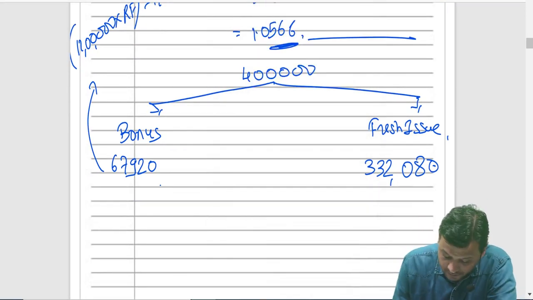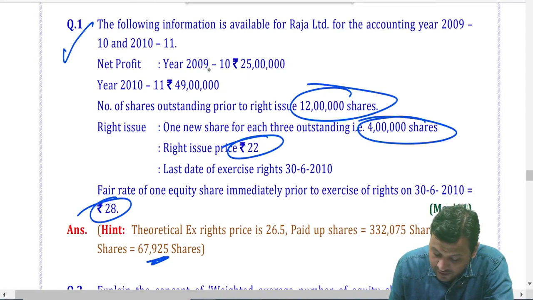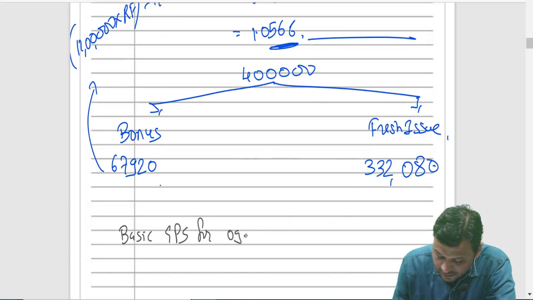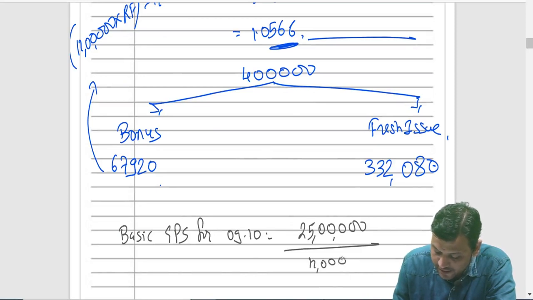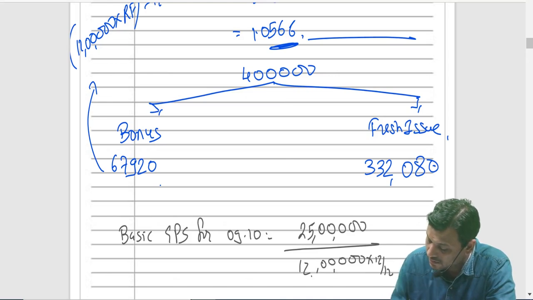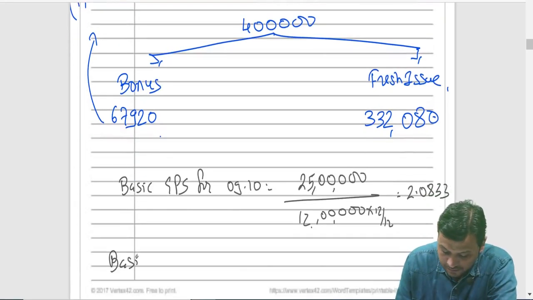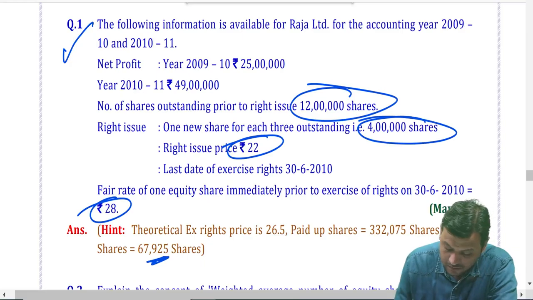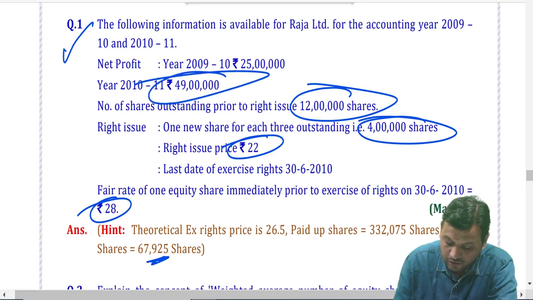Now, my dear students, what would be the basic EPS for previous year? For 9-10, 25 lakhs divided by number of shares, which is 12 lakhs. There is nothing like rights issue happening. Basic EPS for 10-11, $49 lakhs.